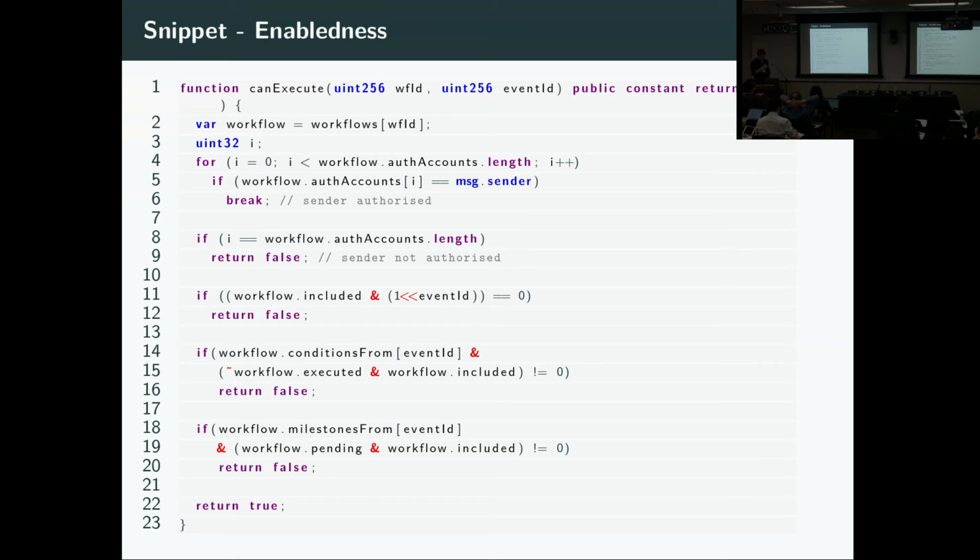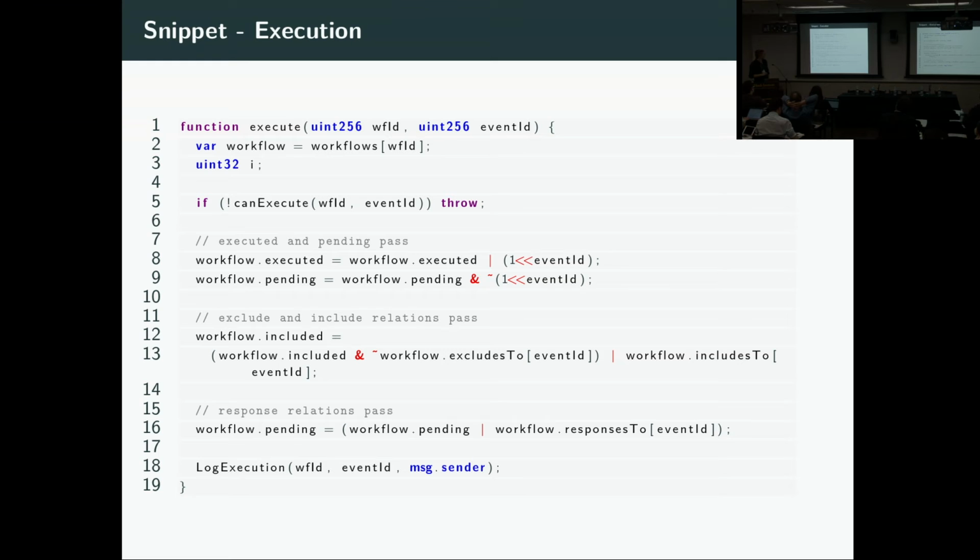So this is the function on the optimized smart contract which checks a function's enabledness. You don't need to understand this really, but the important thing is that all the essential operations for checking whether an event can be executed are done with these 6 bit operations. Solidity? Yes, this is Solidity, yeah. And the execution function, that is the function that changes the state of a DCR graph, can be reduced to these 9 bit operations, marked in red.